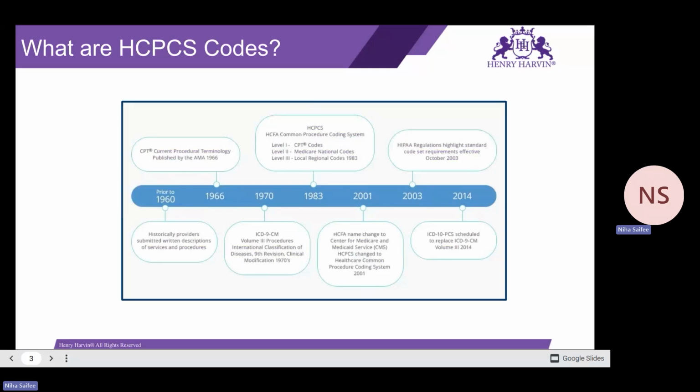It was made a common procedure where, in one coding system, there was CPT, and apart from CPT, everything that was not covered in CPT was included. Later on, the common procedure coding system was renamed the Healthcare Common Procedure Coding System, and HCFA was changed to CMS.